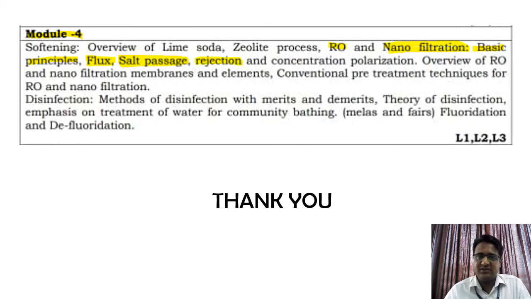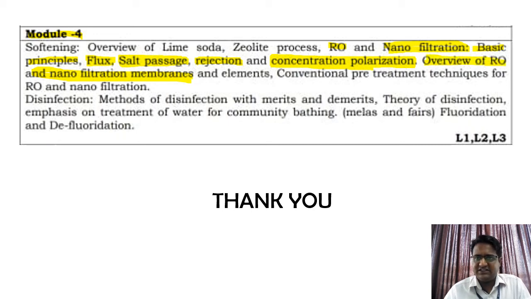Next is rejection. Rejection is what we discussed in cross filtration, that is, the water which is being rejected. And then concentration polarization, which is how much quantity of water is being utilized and how much contaminant concentration is still remaining in that water. So the overview of RO and nanofiltration membranes has been done in this class.